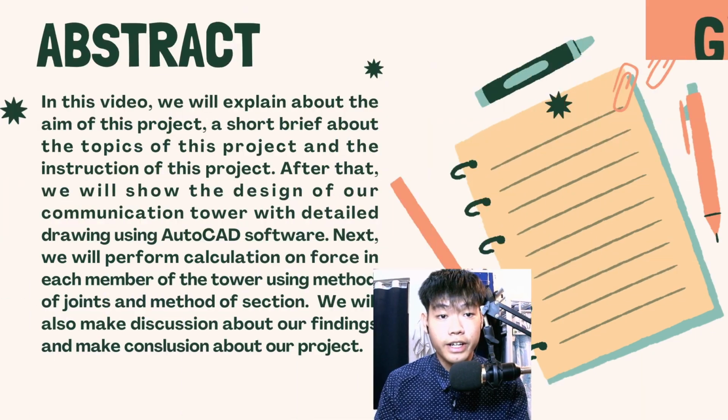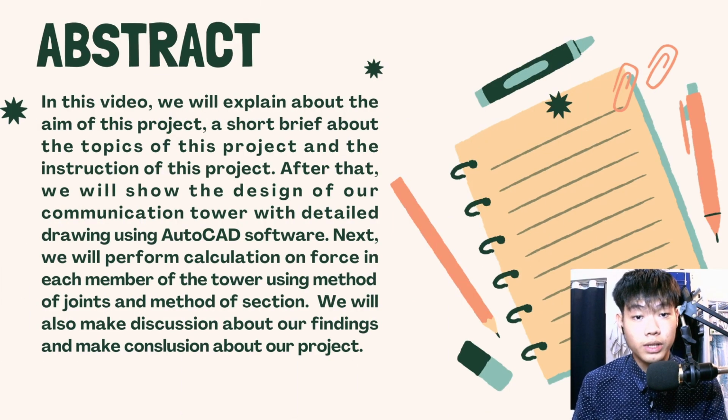So for the abstract part, in this video, we will explain the aim of this project, a short brief about the topics of this project and the instructions of this project. After that, we will show the design of our communication tower with detailed drawings using AutoCAD software. Next, we will perform calculations on forces in each member of the tower using the method of joints and method of sections. We will also discuss our findings and make a conclusion about our project.